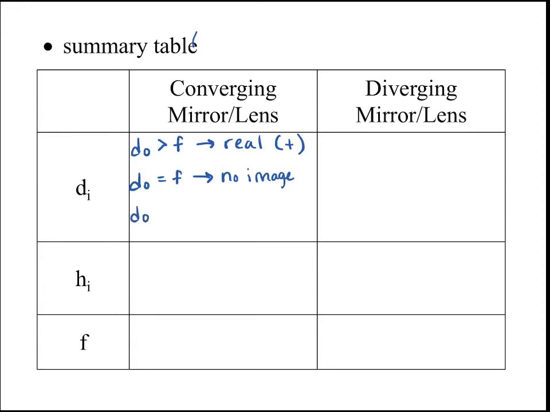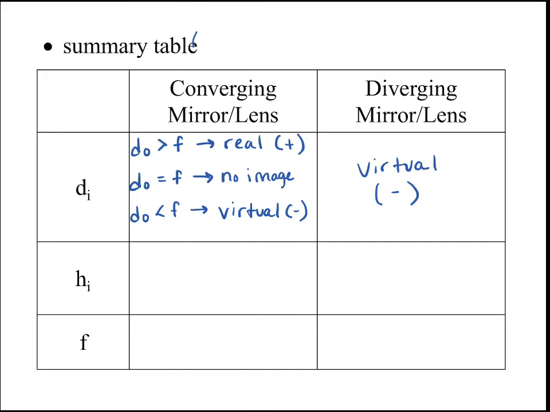And then there was a situation when the object was placed closer to the mirror or the lens than F. So it was placed in between F and the mirror or the lens. And that's when we got virtual images, which are, of course, negative for the distance of the image to the mirror or the lens. For diverging mirrors and lenses, it's so much easier, so much simpler. It was always a virtual image, right? So therefore the distance of the image to the mirror or lens is just always negative for a diverging mirror or lens.